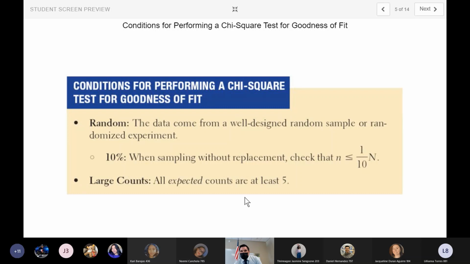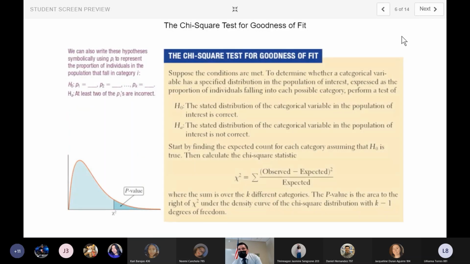Okay, so that is the major difference. We have all the parts so that we can now do a chi-square test for goodness of fit.